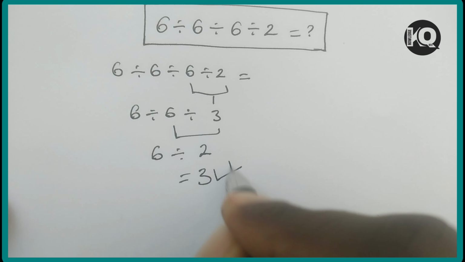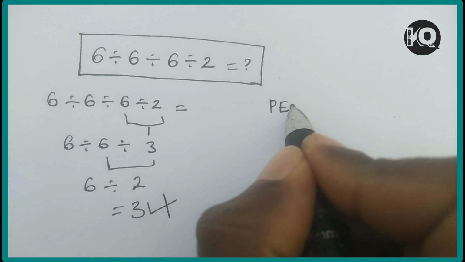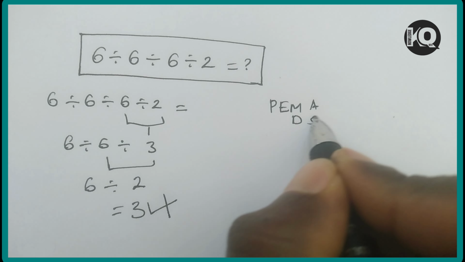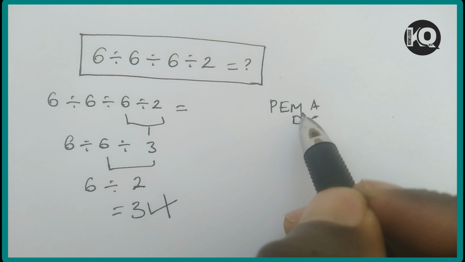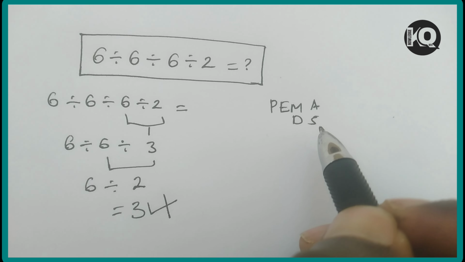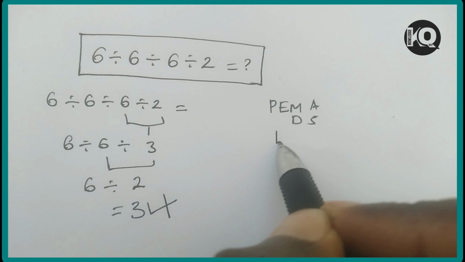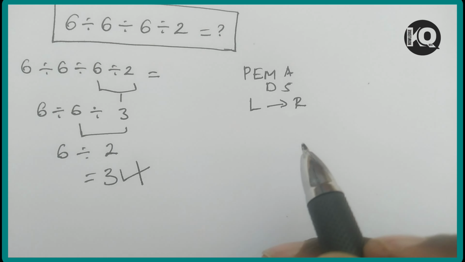But this answer is not correct because according to PEMDAS, according to the order of operations, we have to do first parentheses and exponents, multiplication and division have the same priority, and also addition and subtraction have the same priority, and we have to go from left to right. So let's solve the given equation with the right method.